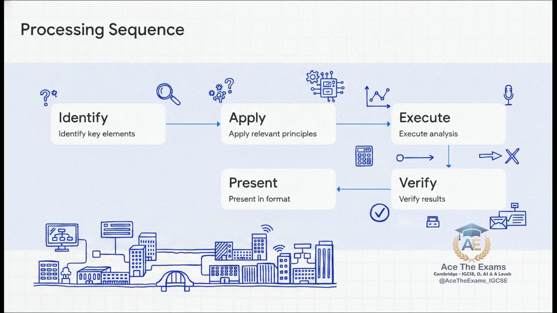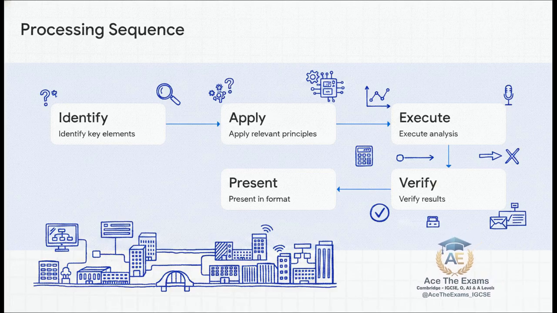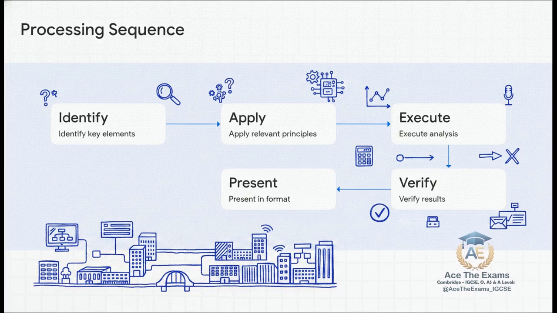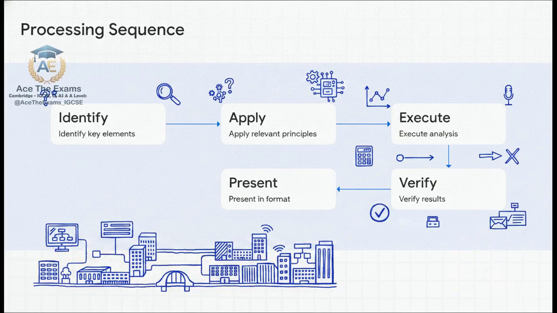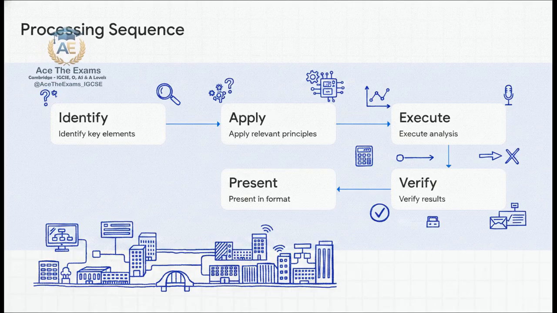Step 1. Identify elements. Read the scenario and explicitly list out the constraints. Is it a wireless environment? Does it require high security? Step 2. Apply principles. Select the right hardware based on those constraints. If it's a sprawling university campus, you're immediately identifying the need for bridges and fiber optic cables. Step 3. Execute analysis, with clear step-by-step working. Step 4. Verify results. Pause and ask yourself, did I actually answer the specific prompt they gave me, or am I just rambling? Step 5. Present in the appropriate format.